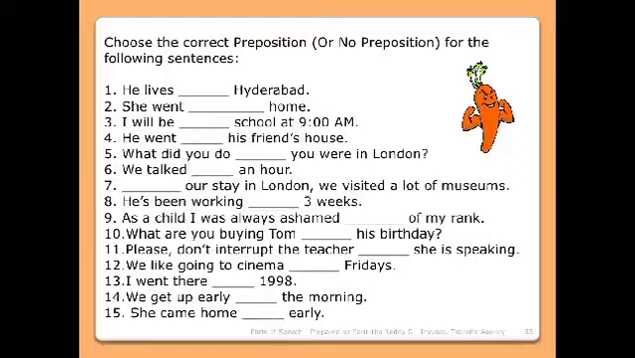Okay. So choose the correct preposition or no preposition for the following sentences. He lives dash in Hyderabad. So in would be the preposition. She went to home. I will be dash school at 9 p.m. I will be going to school.